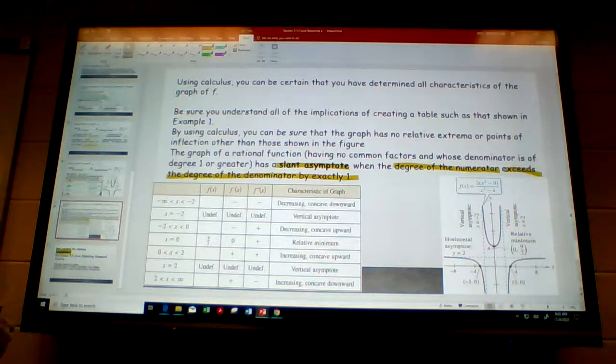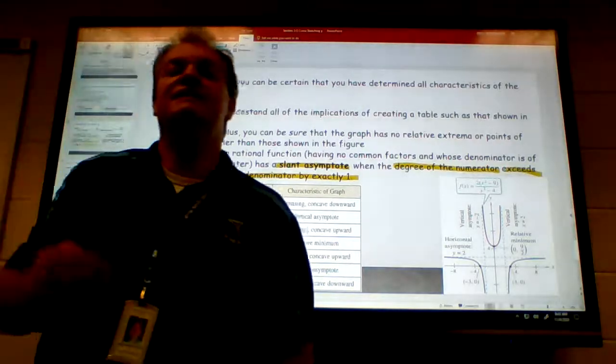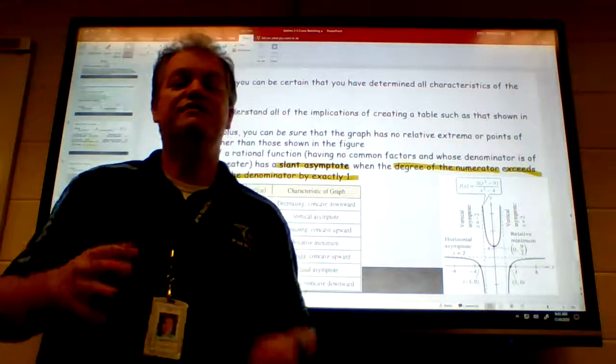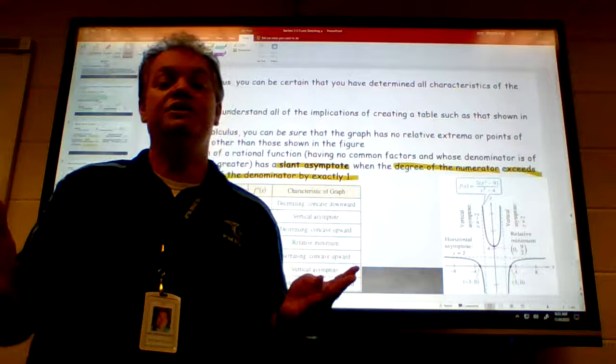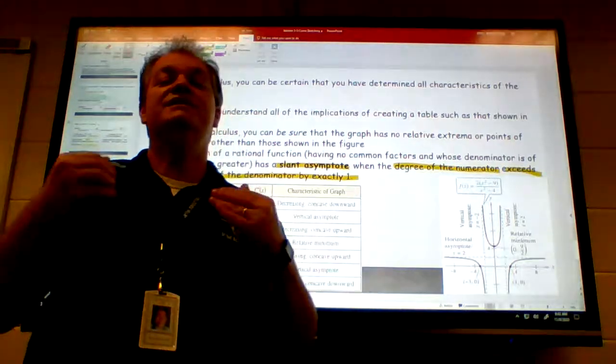All right, now this was not a very long lesson because it's a compilation of all the stuff you've done already in this chapter, but all the stuff comes together. It's about creating a table.